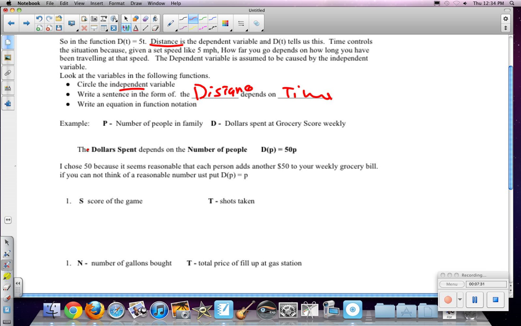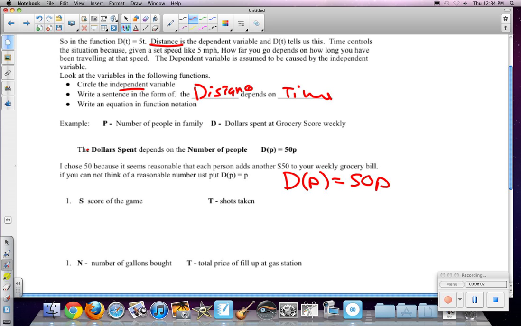Number of people in the family, dollars spent at the grocery store weekly. So we would say dollars depends on the number of people, right? Because with more people, they're going to eat more. I'm just going to randomly pick 50. For each person you add $50 to your weekly grocery bill. So my equation would be D of P equals 50P.